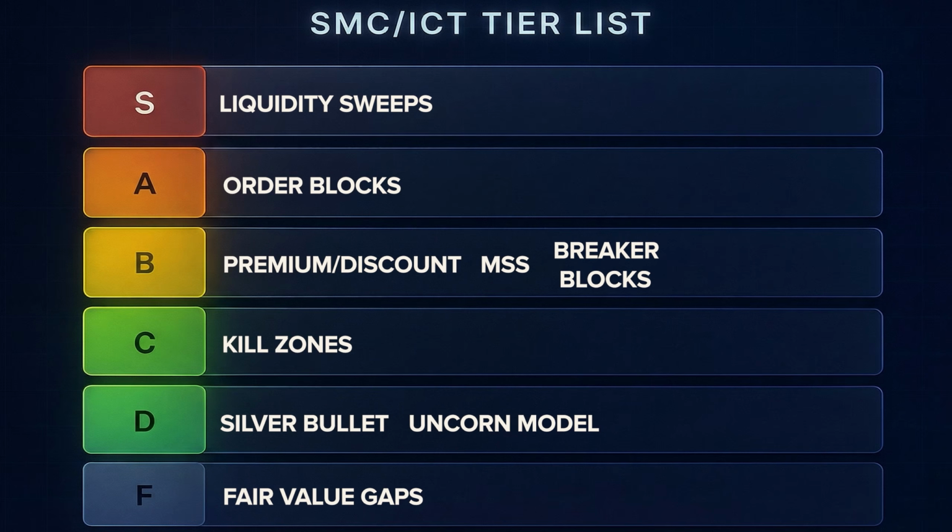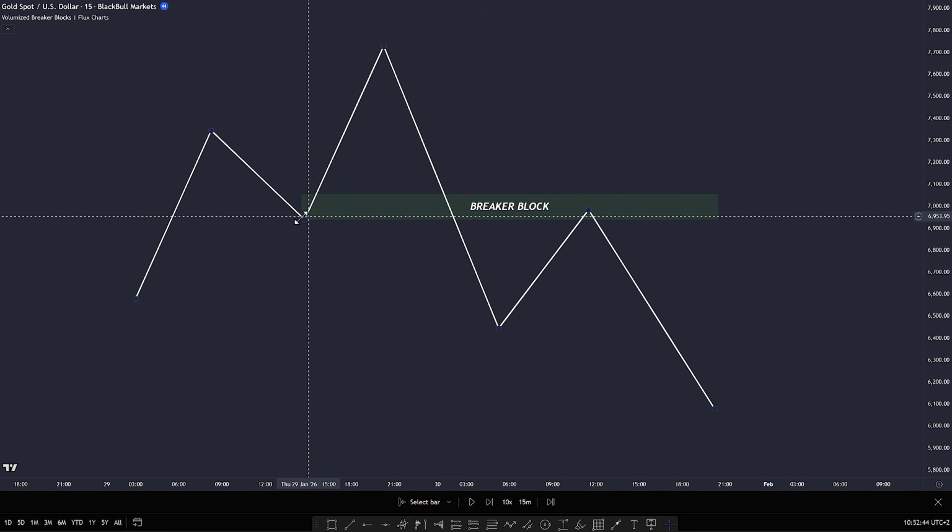Breaker blocks, B tier. When an order block fails and gets broken, the zone flips. Support becomes resistance.